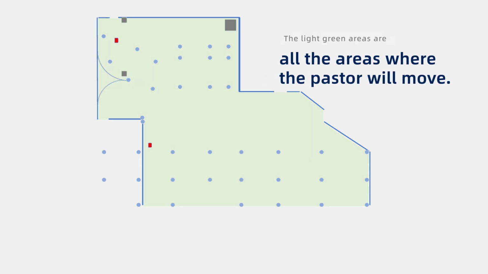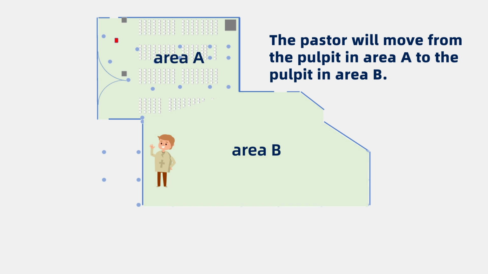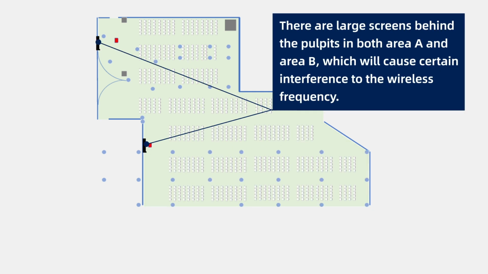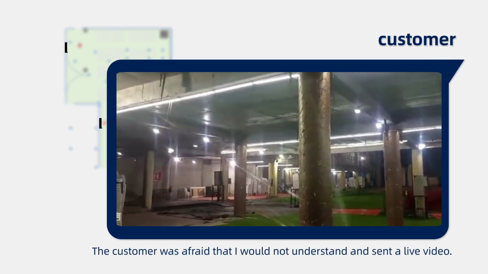The light green areas are all the areas where the pastor will move. The pastor will move from the pulpit in area A to the pulpit in area B. There are large screens behind the pulpits in both area A and area B, which will cause certain interference to the wireless frequency. The customer was afraid that I would not understand and sent a live video.